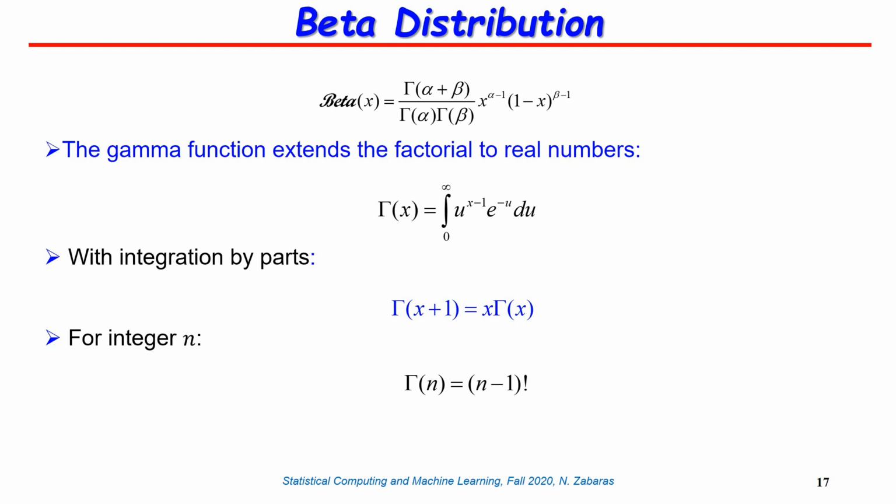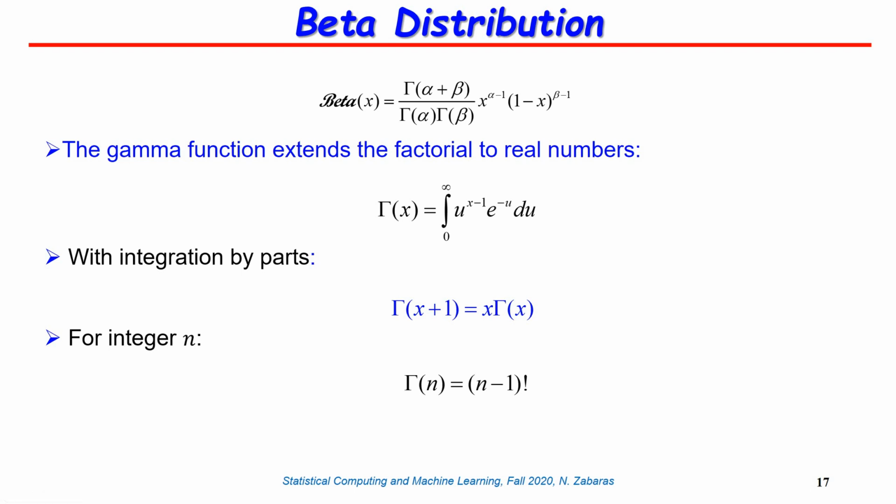You can see that gamma of n is n minus 1 factorial. And maybe this is what you remember from other courses, but remember the gamma function can be extended to real numbers as well, not just to integers. But for the case where x becomes an integer, gamma of n is n minus 1 factorial. This comes directly from this relation if you use it recursively.